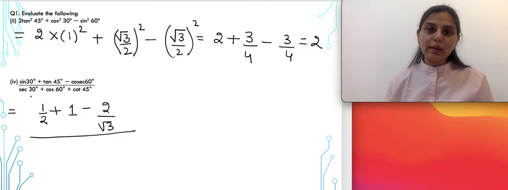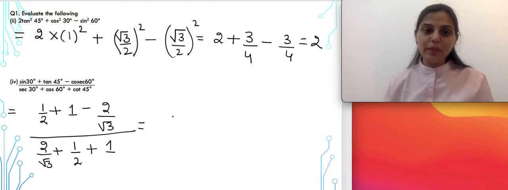Similarly, for secant 30, which is the reciprocal of cos 30. For cos 30, the value is root 3 by 2. So for secant 30, the value will be equal to 2 upon root 3. Cos 60 is 1 upon 2, and cot 45 is 1. So let's take the LCM in the numerator first.